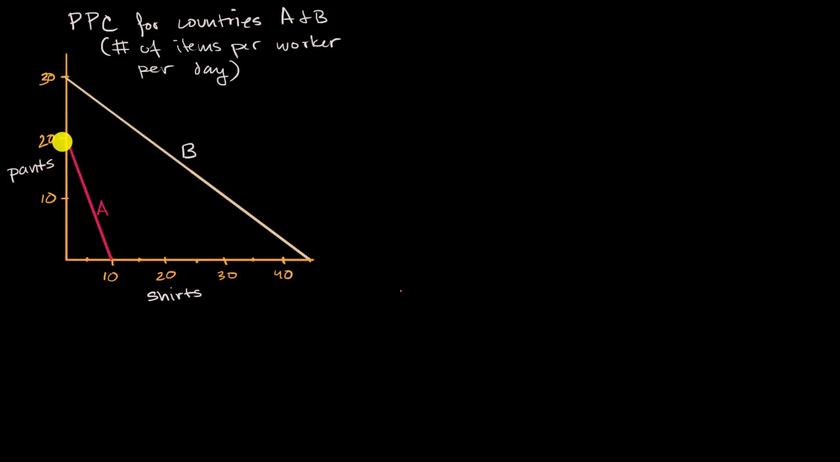So for example, in country A, per worker per day, if they put all of their energy into pants, they could produce 20. If they put all of their energy into shirts, they could produce 10. Or there could be some combination that would sit on this line.